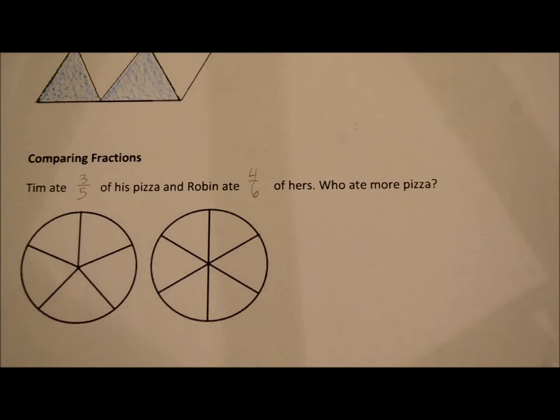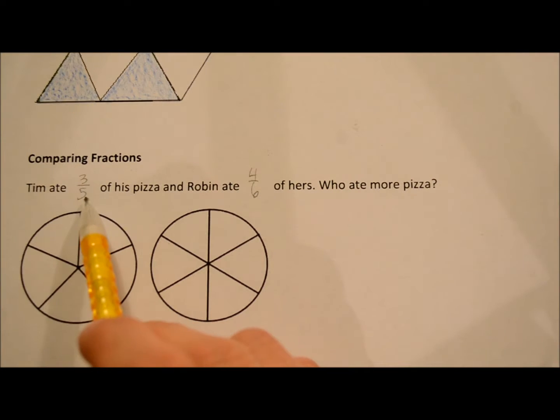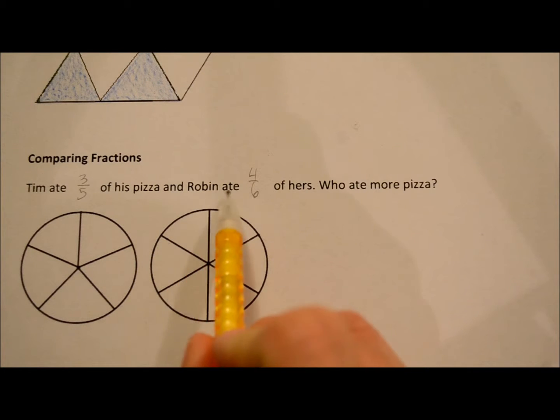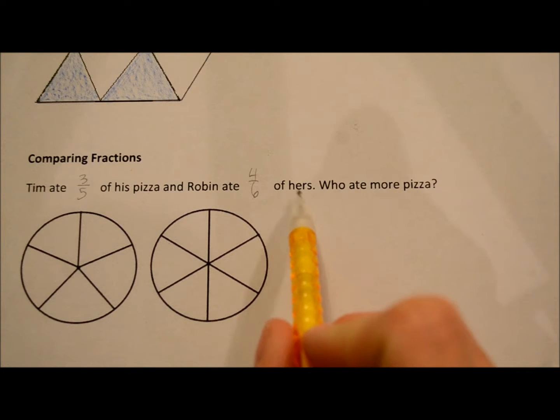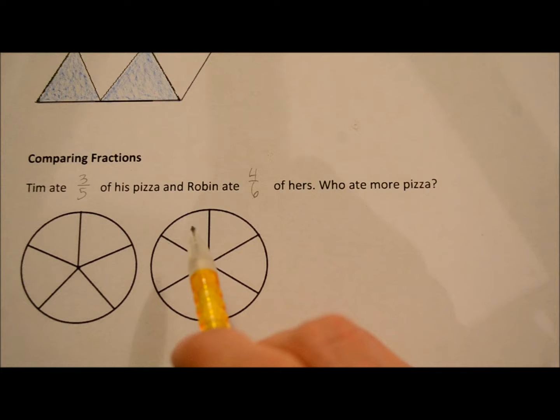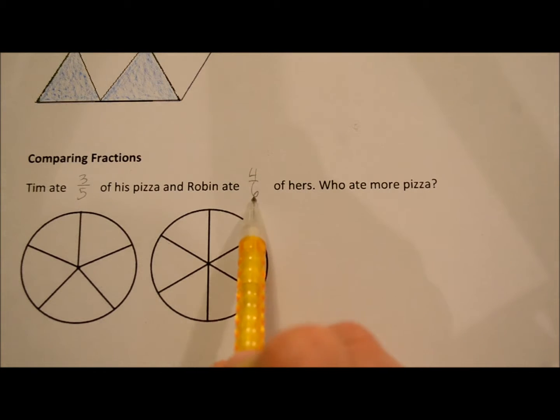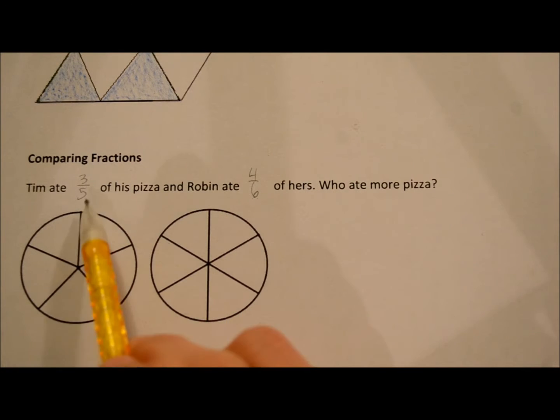Here we go. Comparing fractions. This is where some students get a little lost, so I'll do my best here for you. Tim ate 3/5 of his pizza, and Robin ate 4/6 of hers. Who ate more pizza? Well, you can't compare them yet because the denominators are different.